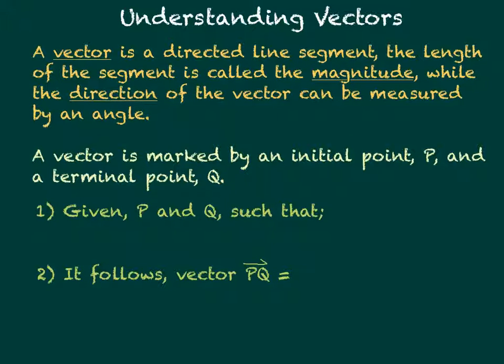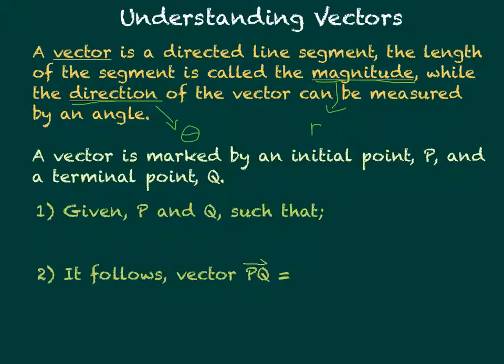Understanding vectors. A vector is a directed line segment. The length of the segment is called the magnitude, while the direction can be measured by an angle. So we will be measuring our direction by our theta, and it will be some distance from our x-axis if possible. And our magnitude is basically our r, or our radius.